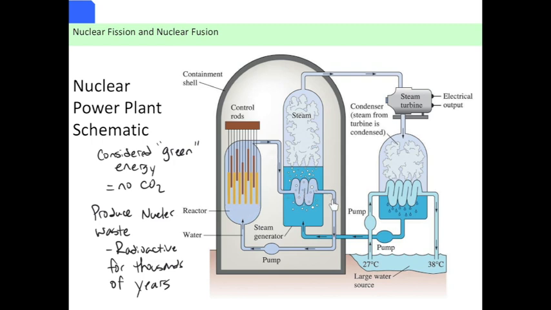Now that hot water is cycled through, and the heat from that hot water in the reactor core is then transferred to a different water vessel, which converts it to steam. The steam is pumped through a turbine, and the electricity is generated in this second part of the nuclear power plant. Now that water is then condensed, reformed into liquid, and pumped back through.